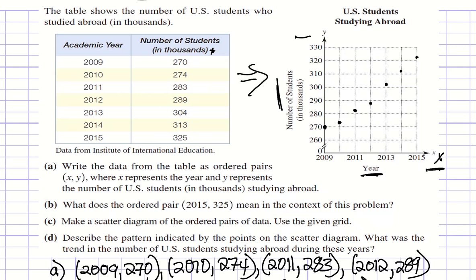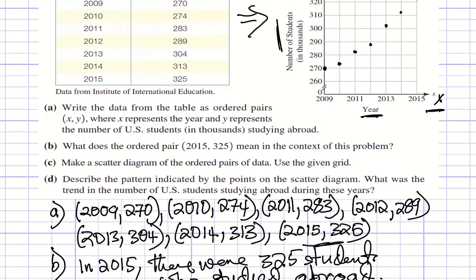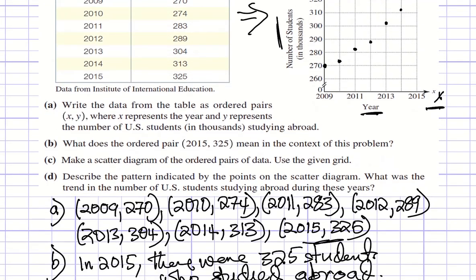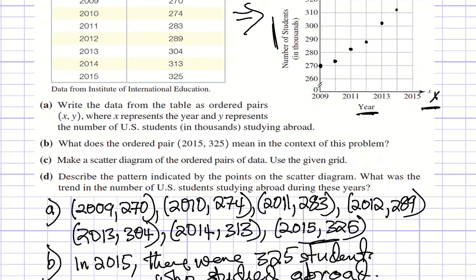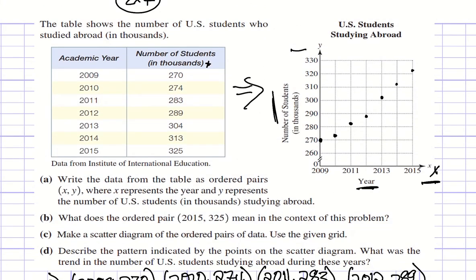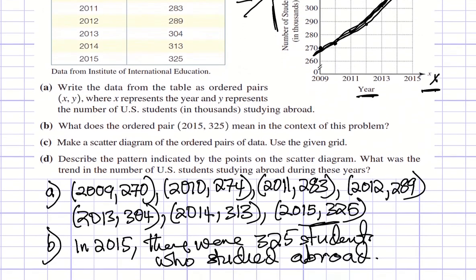You notice that it's a straight line. Okay, describe the pattern indicated by the points. What was the trend in the number of students studying abroad? It's almost a straight line, because my plotting of the scatter diagram is not always accurate, since the scale is not very good. So it's a straight line. The number of students that studied abroad has steadily increased. That's all.